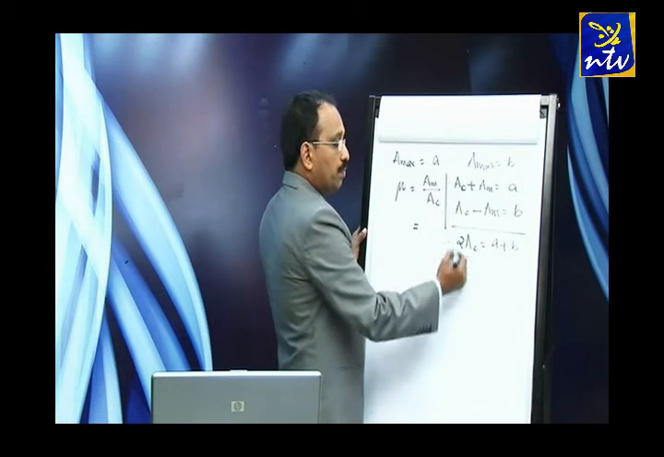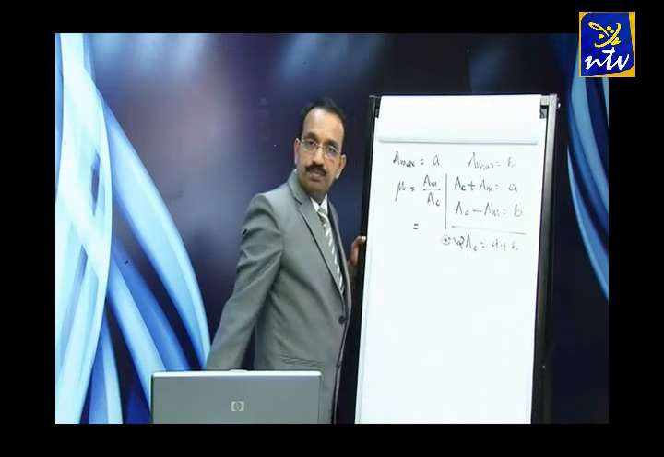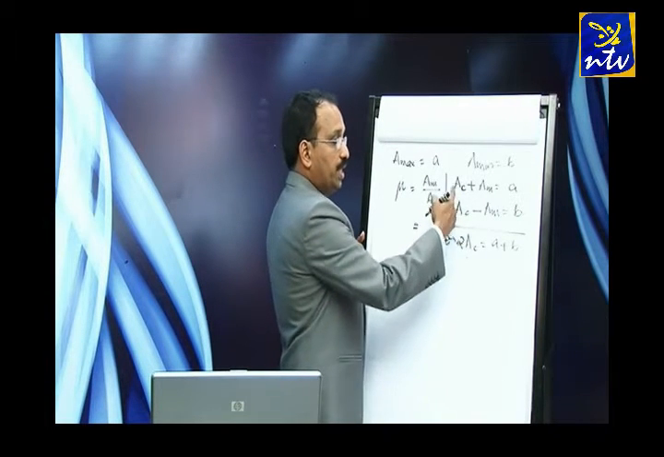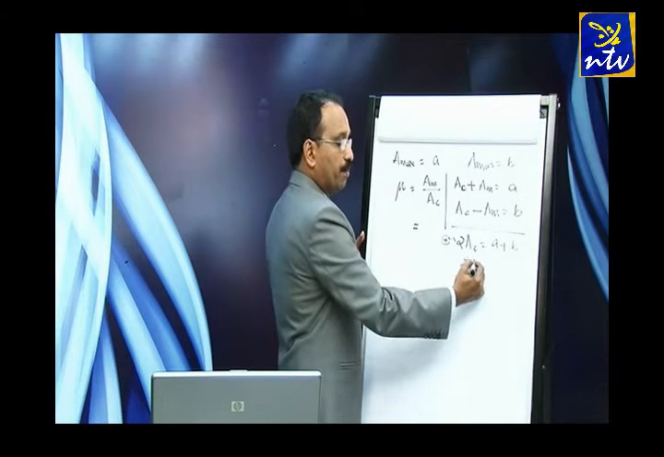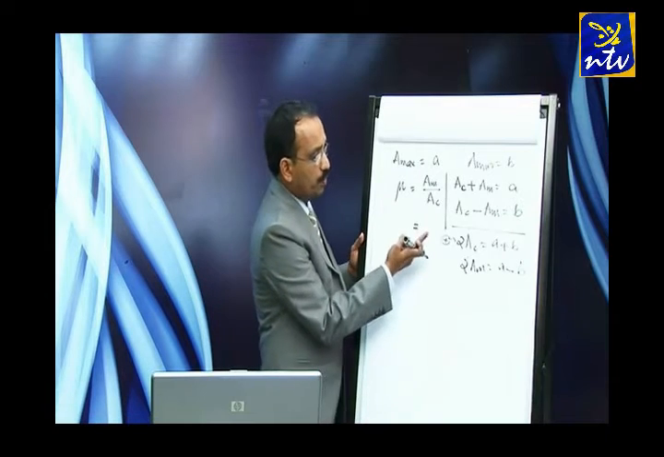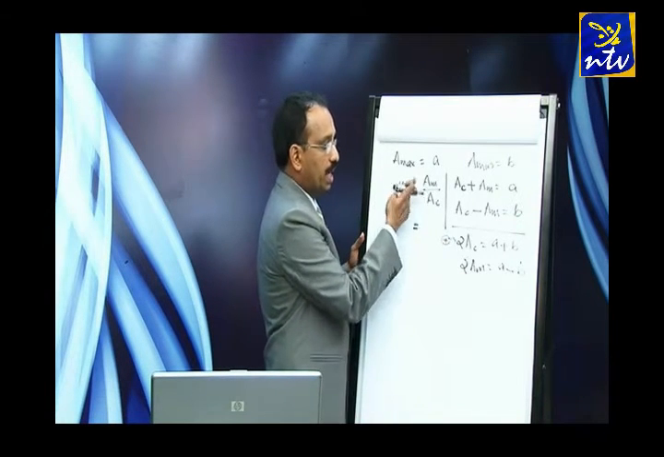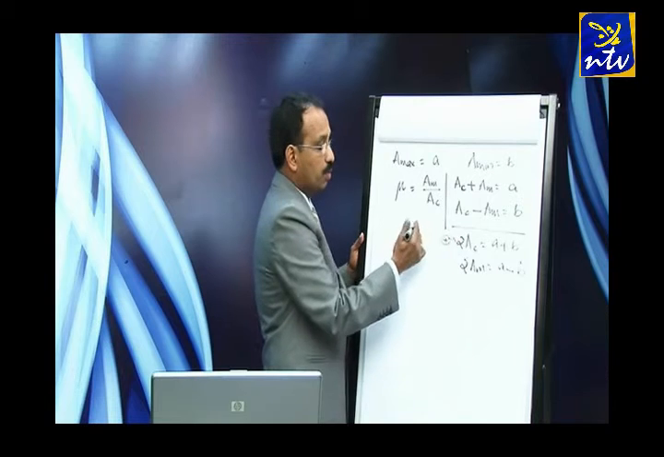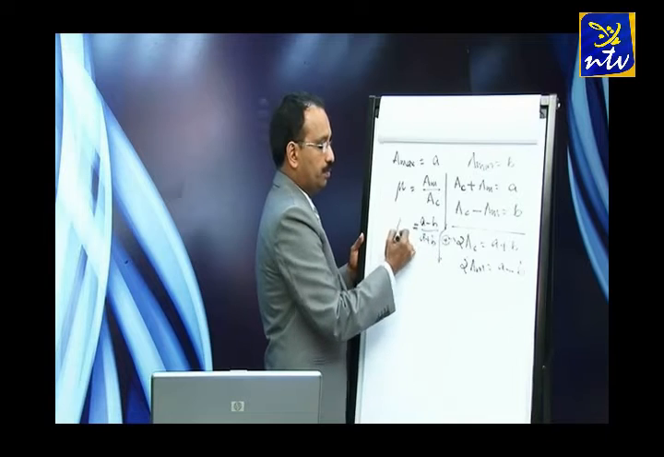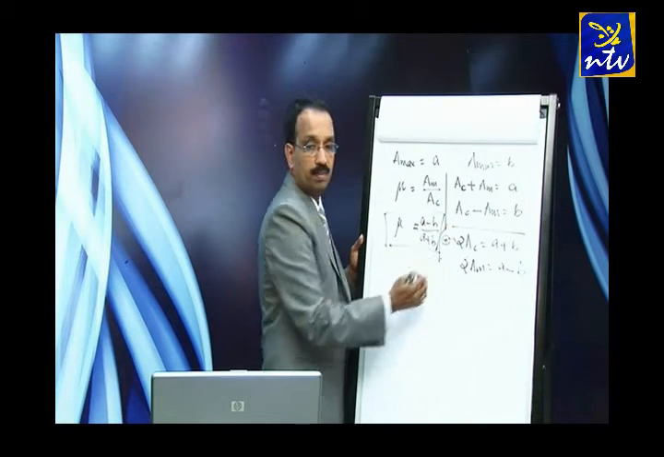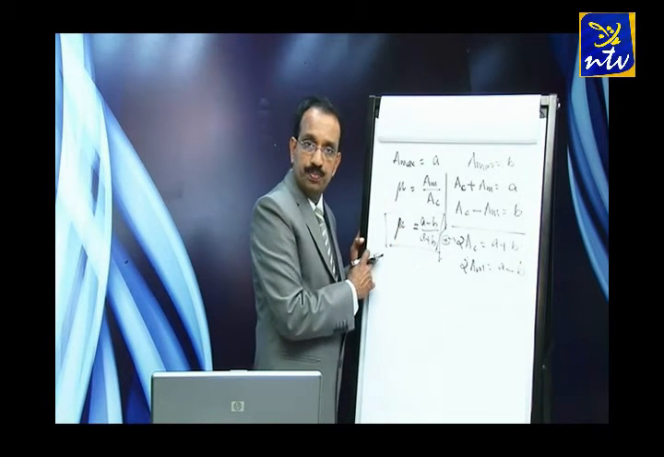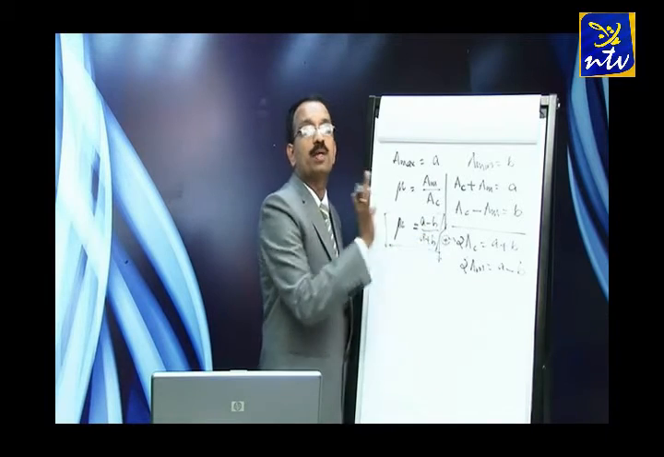This is what you get when you add them. But when you subtract one from the other, what do we get? Ac minus Ac cancel, and this minus this is 2Am. So 2Am is equal to A minus B. If you divide this by this, Am by Ac is equal to (A minus B) divided by (A plus B). This is the answer: the modulation index mu is equal to (A minus B) by (A plus B).